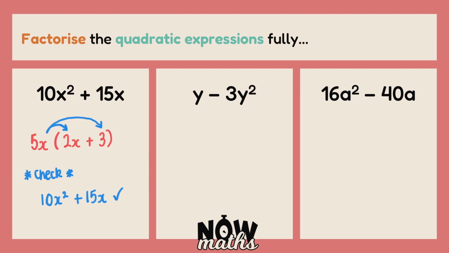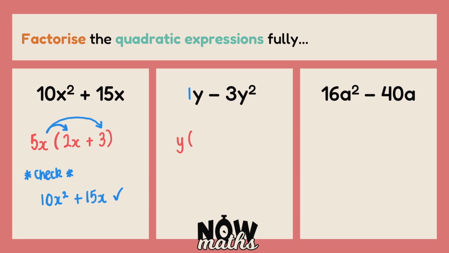Now looking at our next question, we have y subtract 3y squared. If we see a letter without a number in front of it, technically that number just has a 1 in front of it. So looking at the numbers first, 1 and 3 have a highest common factor of 1, so we're not going to write that down. Now looking at the letters, y and y squared have a highest common factor of y, so we will write that down. And y is the highest common factor of both terms, so we open our bracket up.